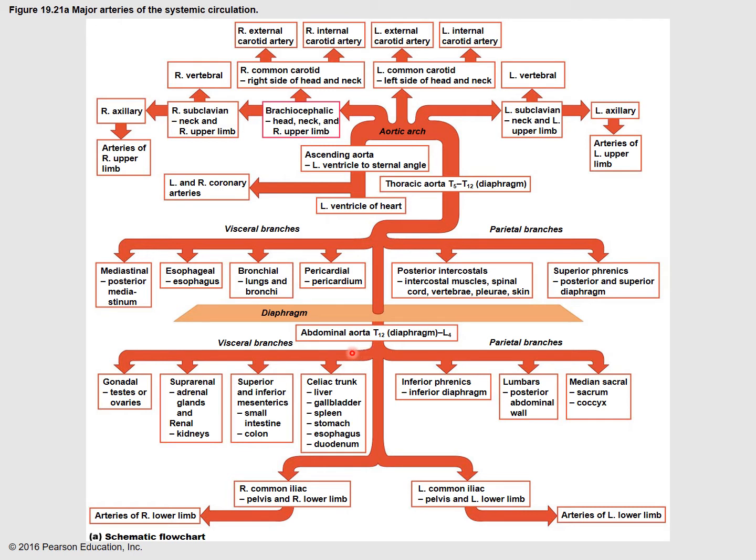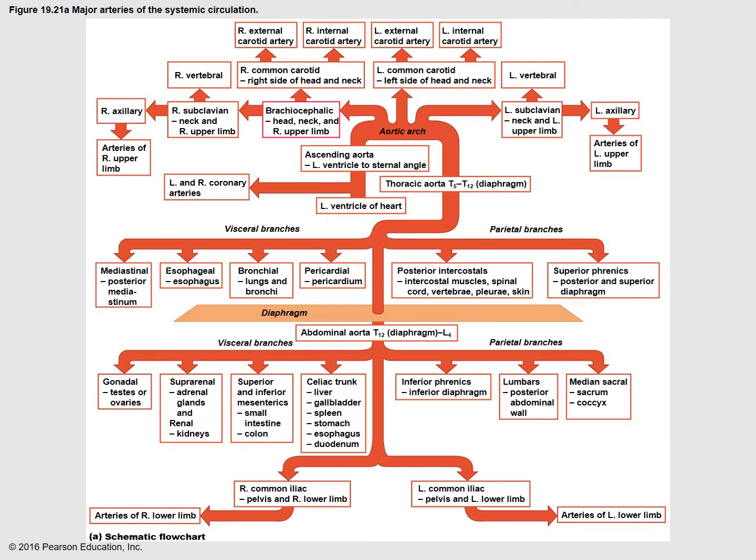and then it is going to pass through the diaphragm, and below that's referred to as the abdominal aorta, where once again you're going to have the visceral branches and the parietal branches in the abdominal cavity. It then is going to extend down and finally branches forming the right common iliac artery and the left common iliac artery. Those are going to both service the lower pelvis area as well as the lower limbs.